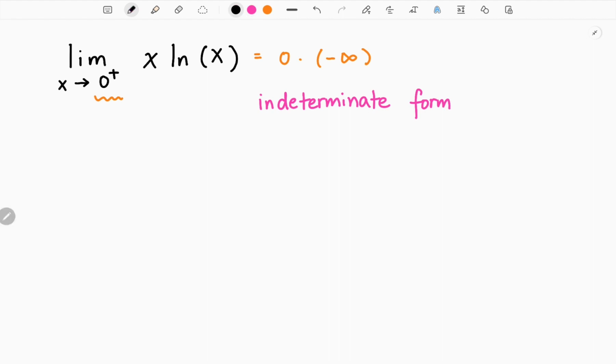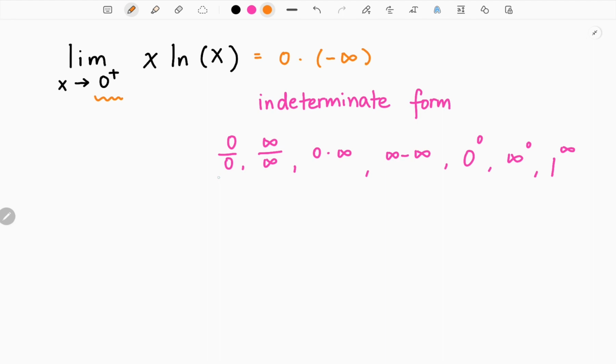So let me list the common indeterminate forms. So we have 0 over 0, infinity over infinity, 0 times infinity, infinity minus infinity, 0 to the 0's power, infinity to the 0's power, and 1 to the infinity's power.